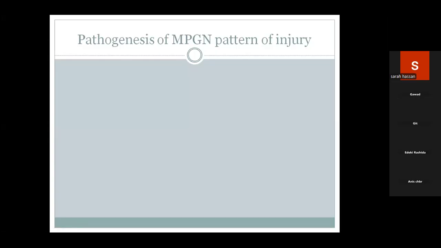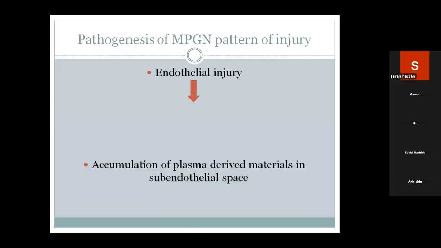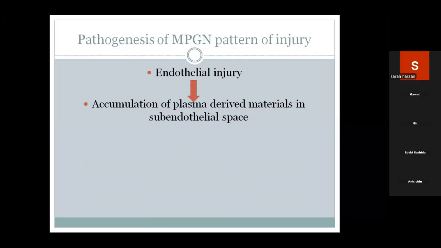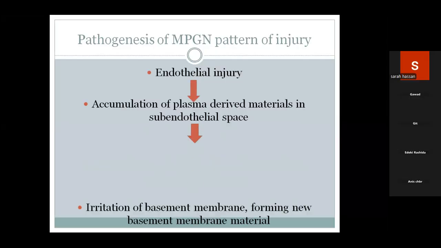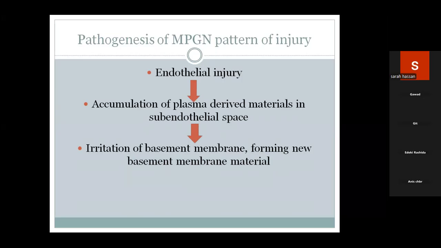Let's start with the pathogenesis of MPGN, pattern of injury. First, endothelial injury occurs, and that's the first event, followed by accumulation of plasma-derived material in the subendothelial space, and this causes irritation of the glomerular basement membrane to form new basement membrane material, and ends up with the double contouring of the basement membrane.